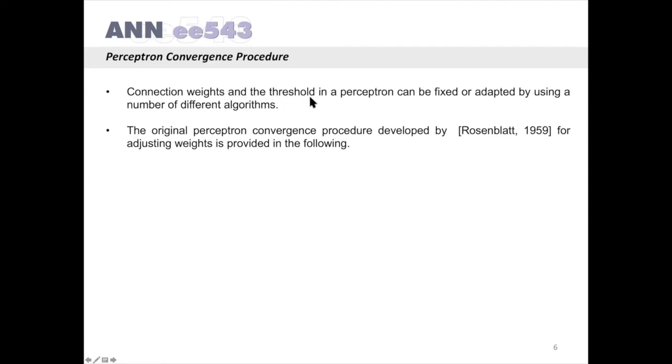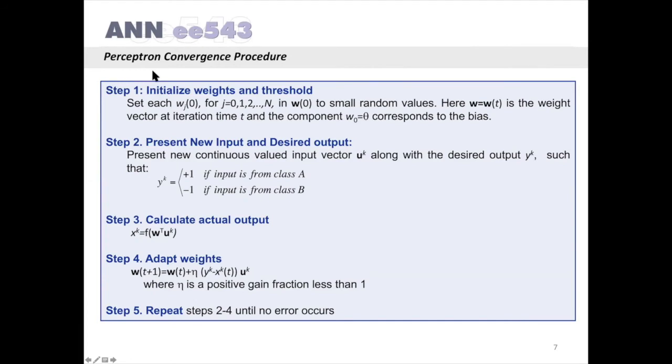Connection weights and the threshold in a perceptron can be fixed or adapted by using a number of different algorithms. The original perceptron convergence procedure, developed by Rosenblatt in 1959, for adjusting weights is provided in the following. This is the perceptron convergence procedure. Step 1. Initialize weights and threshold. Set each wj(0) for j from 0 up to n in w(0), the vector made of wj from 0 up to n, to small random values.